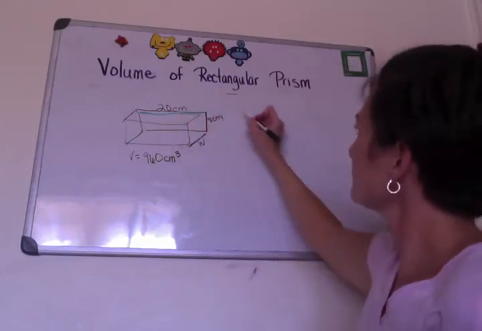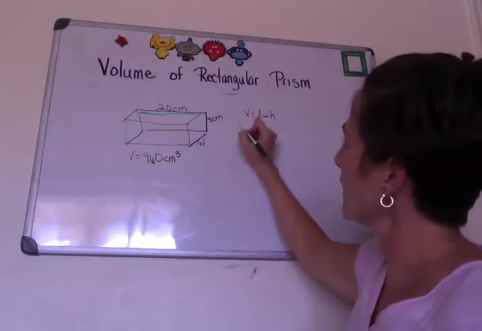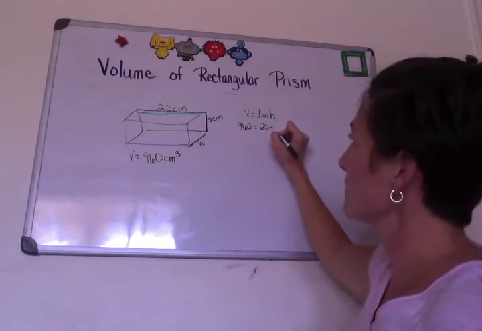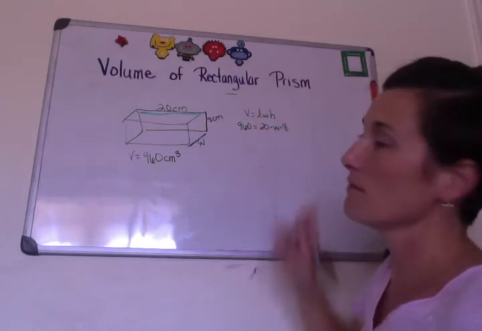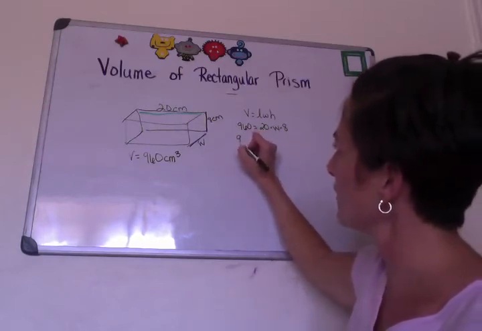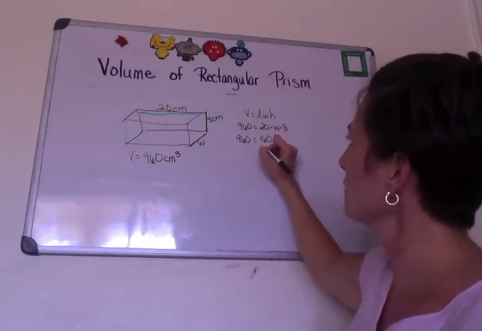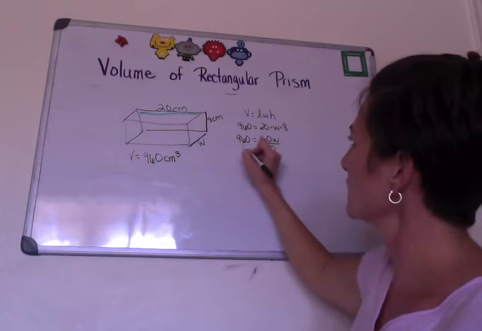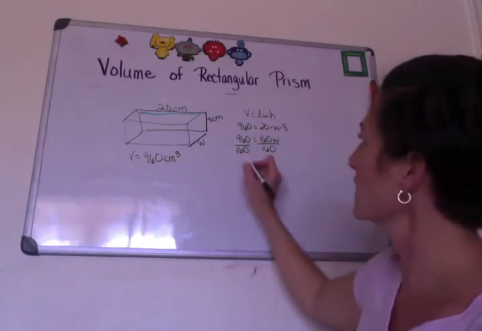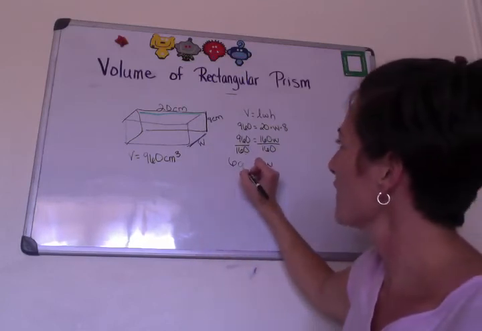So same formula, volume equals length times width times height. So I would get 960 equals 20 times W times 8. Since it's commutative, I'm just going to multiply these two numbers. So I'm going to get 960 equals 160 W. Divide by 160. Since it's a multiplication problem, I find out my width in this case is 6. I already did the math. And then I have my measurement of centimeters.